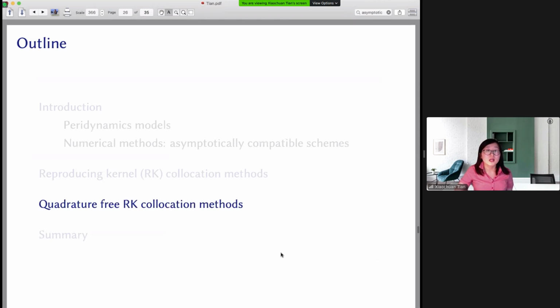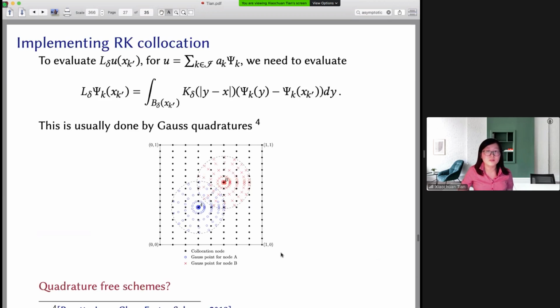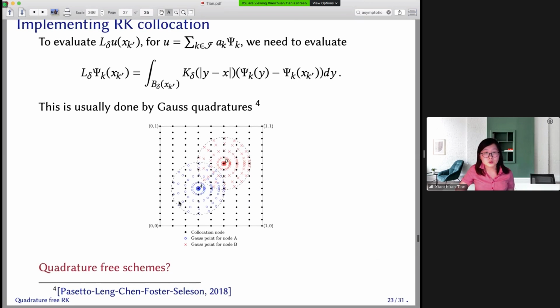Now, a little bit about the quadrature-free collocation methods, just to show you the idea. If you want to implement the previous RK collocation, you still need to do numerical quadrature, because you need to know how to evaluate L delta on the basis functions to be able to assemble the stiffness matrix. You need to know how to evaluate this integral. And in practice, people do this by Gauss quadratures. In the neighborhood of any collocation node, you find quadrature points, and you do a Gauss quadrature to approximate this integral. In this paper, sometimes they use 1,000 quadrature points in the delta neighborhood of one collocation node to be able to approximate this well.